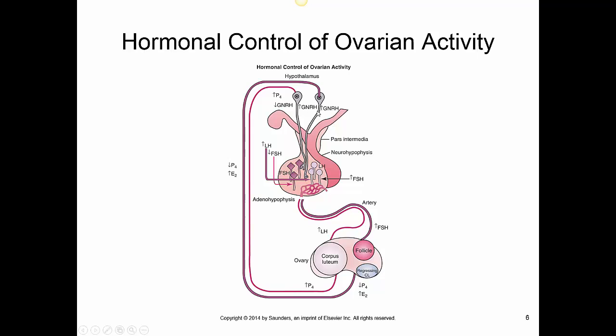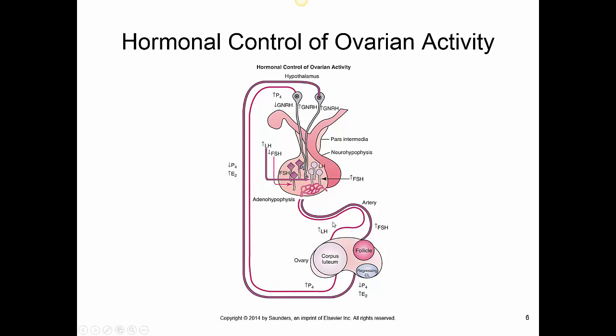And the more GnRH is produced, the more follicle stimulating hormone is going to be released, and that in turn is going to continue to increase estrogen levels until you get to a point where there's enough estrogen being produced that all at once the pituitary is going to start slowing down follicle stimulating hormone, and it's going to increase luteinizing hormone.